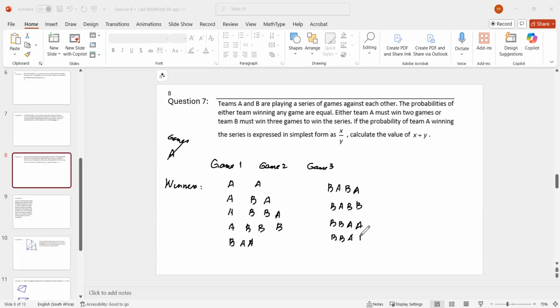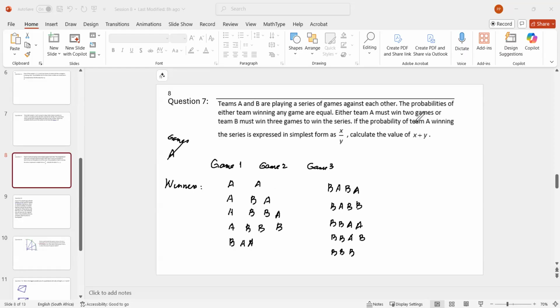But this time, the last game, B wins it. They're all very happy. And then you could have had BBA, or you could have BBB. Right? And this time, B just walks away with the crown. So you've got 10 possible games altogether.